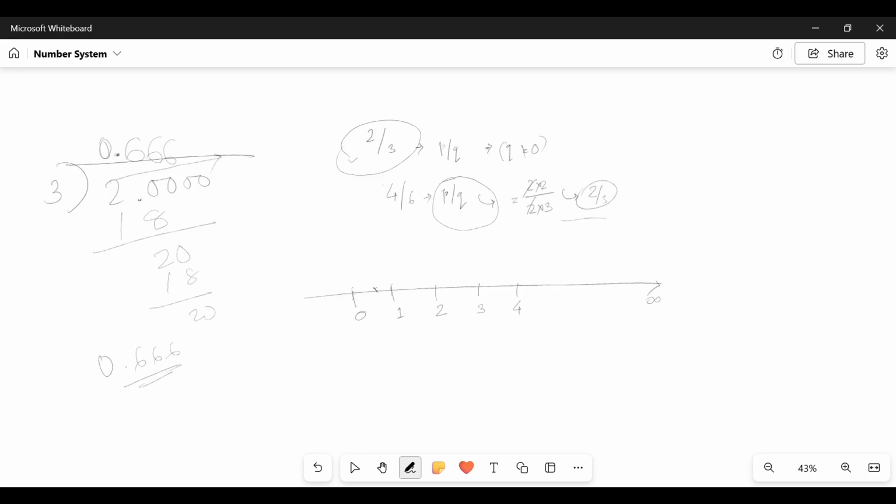So we can say it is 2/3 of the distance between 0 and 1. This is where 2 by 3 would lie.